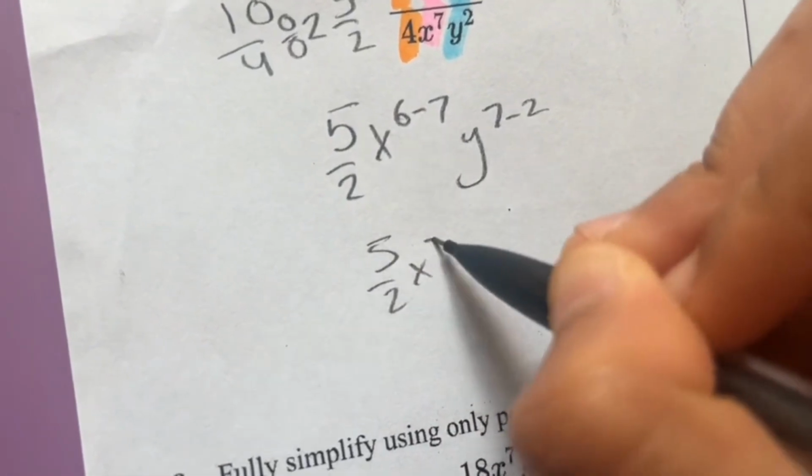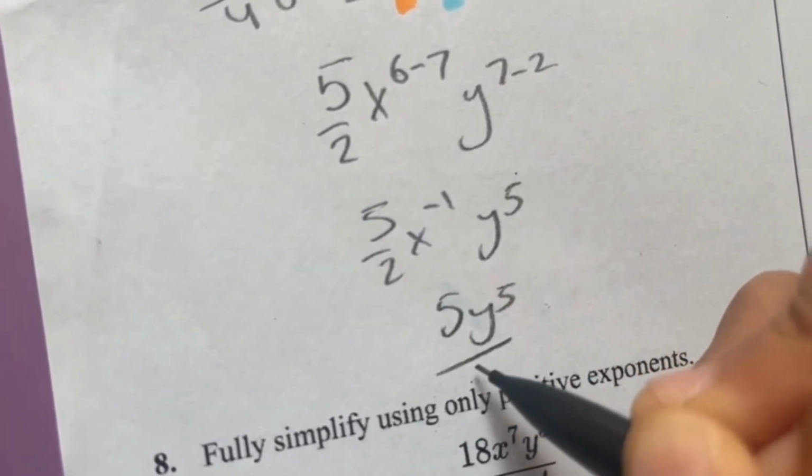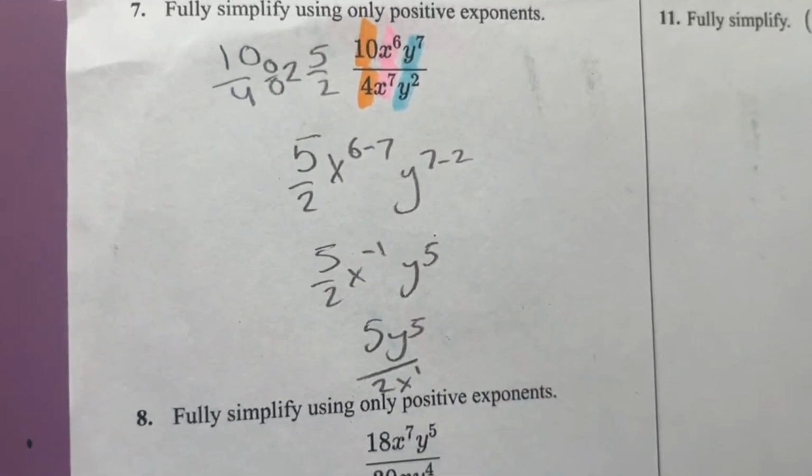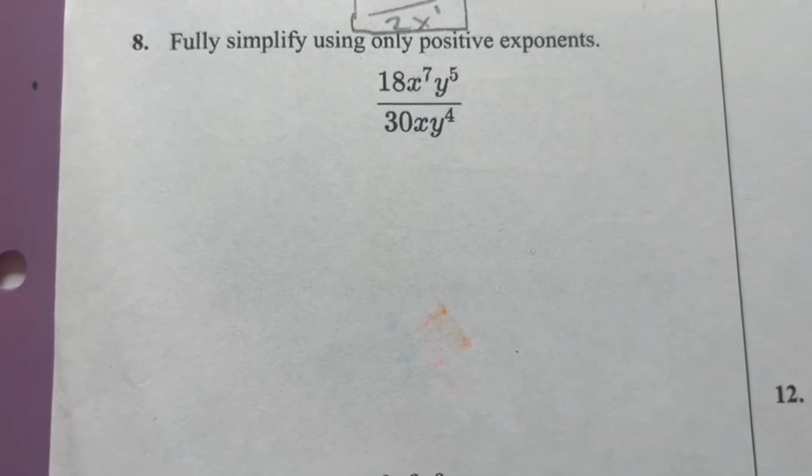Negative 1 for x, and 5 for y. You should have got this if you did it right. Since it's negative, it belongs on the bottom. Here is number 8. Take some time. Of course, we're going to reduce it.